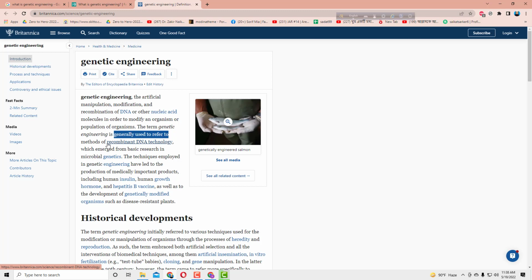microbial genetics. The techniques employed in genetic engineering have led to the production of medically important products including insulin, human growth hormone, hepatitis B vaccine, and the development of genetically modified organisms such as those with disease resistance.